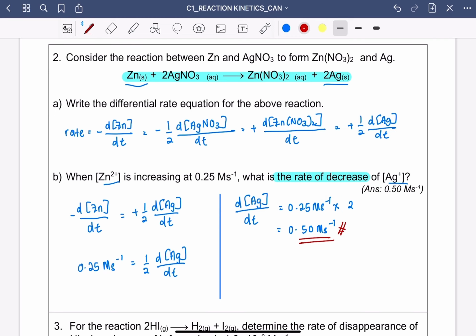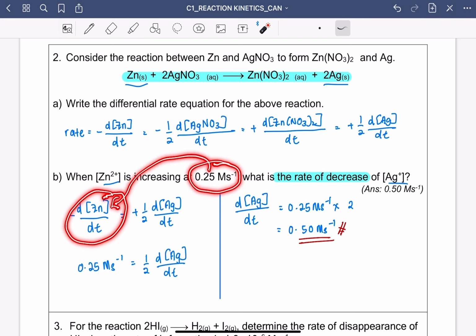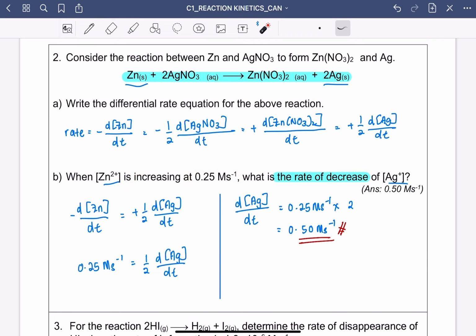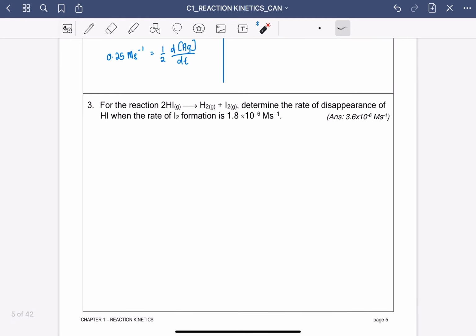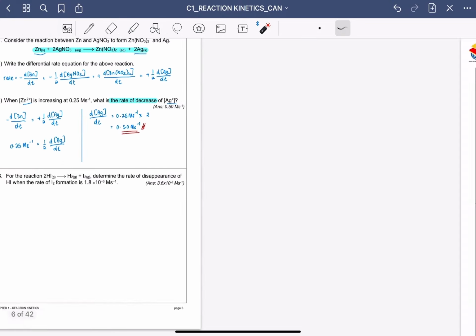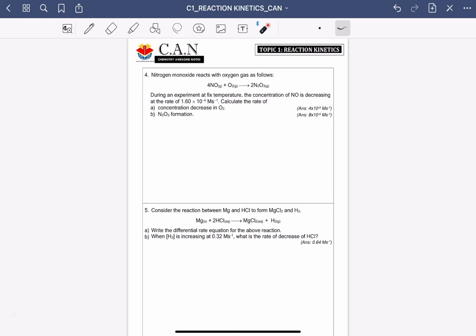Okay, so again, this differential rate is equivalent to the speed. So just substitute it here. And then since we are looking for the rate of decrease, which means this one only, the 2 here you have to bring up and times with the 0.25. So let's try question number 3, and we will discuss it in the class later. Okay. Thank you, everyone.